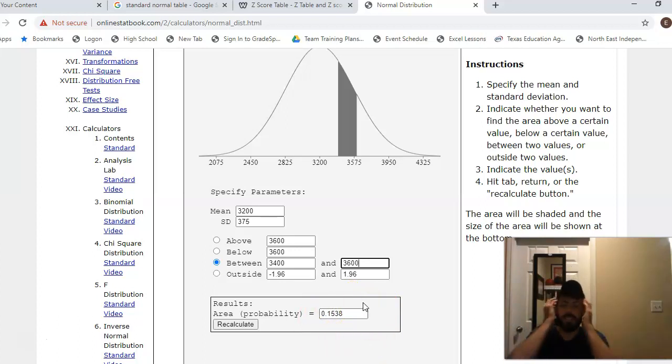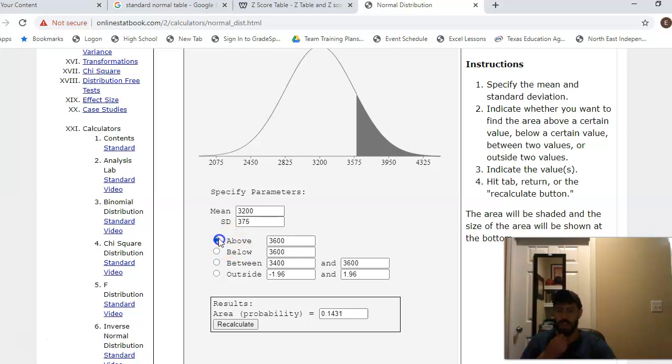So this is nice. It saves us a lot of time and a lot of stress with trying to find that stuff in the table and doing all that. It basically says, okay, well, the proportion of babies that were born with a weight above 3,600 grams is 0.1431 or 14.31%, which is exactly what the question asked. And we did it by simply just typing this. So here is the thing that you're looking for.